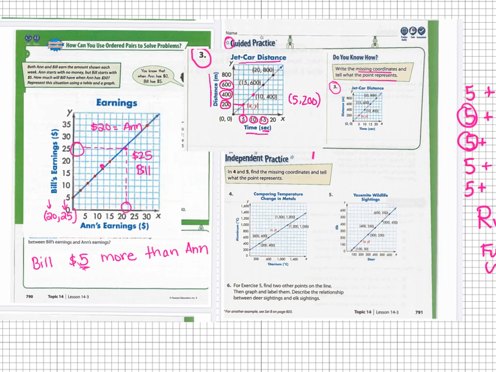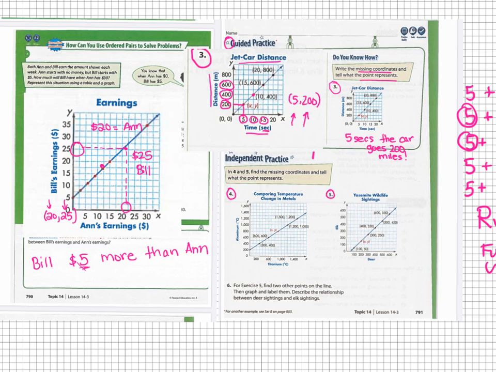So basically, you've just plotted these points, 5 and 200. And what does that mean? That in 5 seconds, the car goes 200 miles. It's a pretty fast car. Oof, fast. Okay, let's look down at problems 4 and 5.